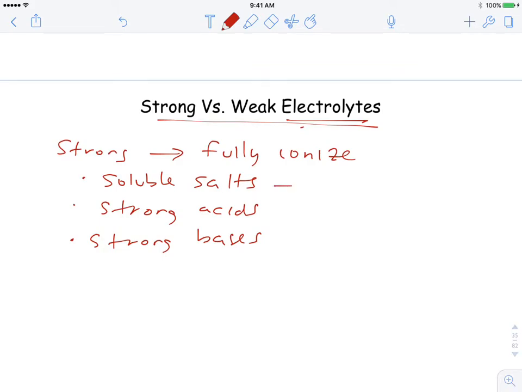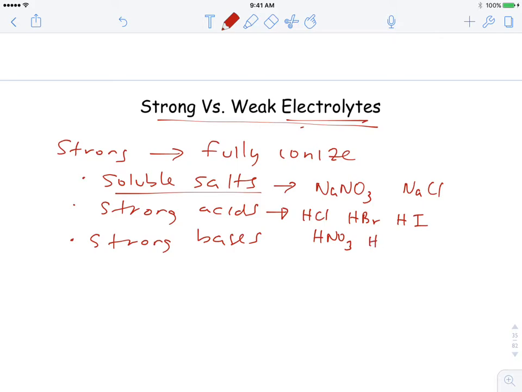But the soluble salts are ones that you need to memorize. We'll talk about them tomorrow. Some of them include, for example, nitrates like NaNO3, certain chlorides like NaCl. Strong acids, there's a list of them. There's 7 of them: HCl, HBr, HI, HNO3, H2SO4, HClO3, HClO4. All of these strong acids will ionize 100%.